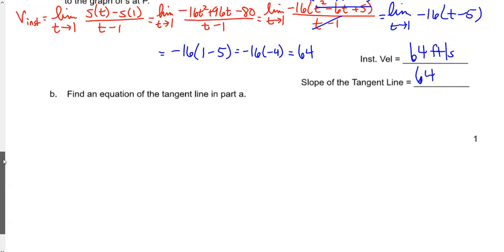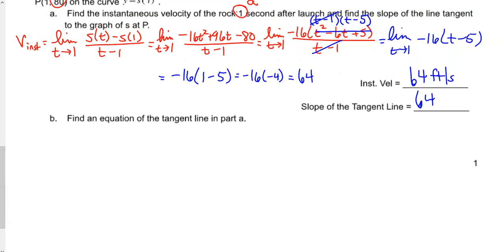Okay? So what do we need to write an equation? Well, given point-slope form, which is what I recommended you use, y minus y1 equals m times x minus x1, I need a slope and I need a point. Well, the slope is 64. The point is this (1, 80) back here that I have. So I'm going to go y minus 80 equals my slope, which is 64, times x minus 1.